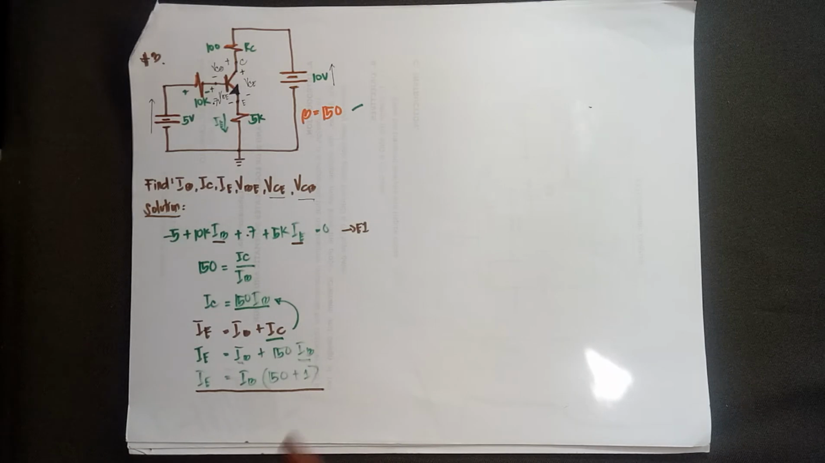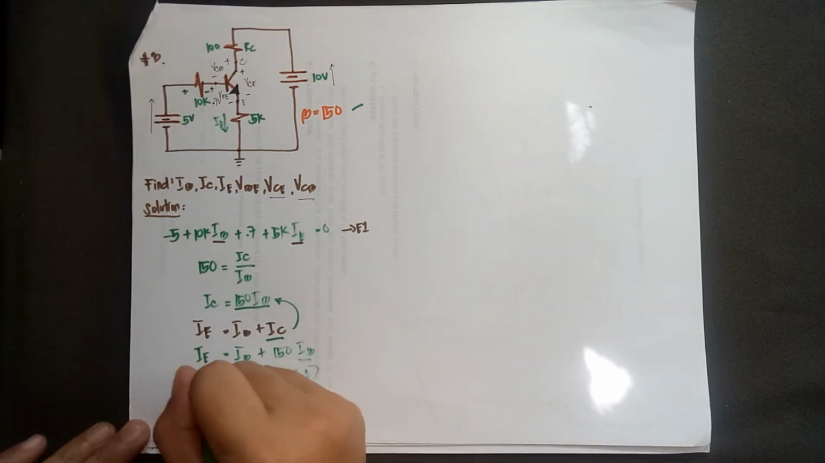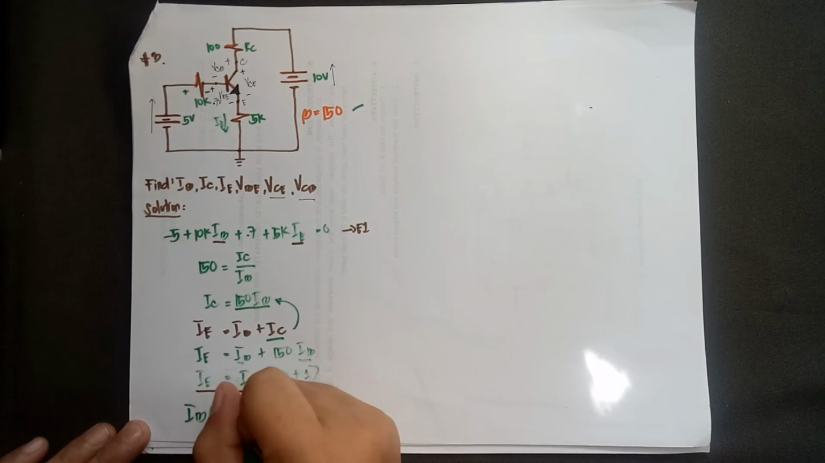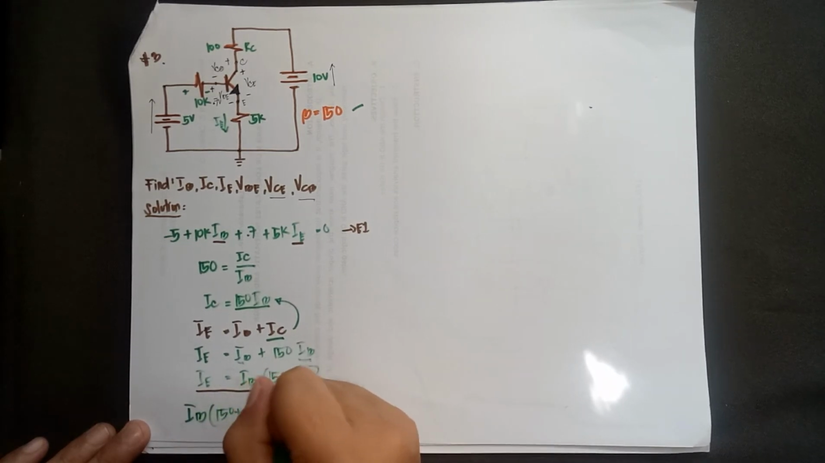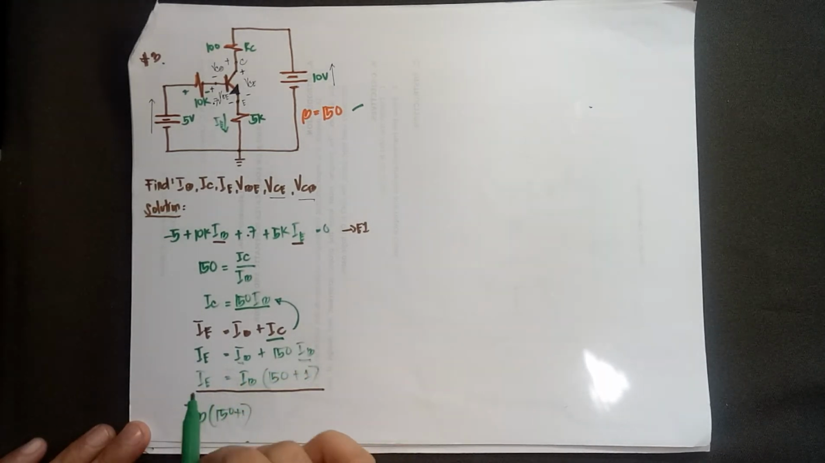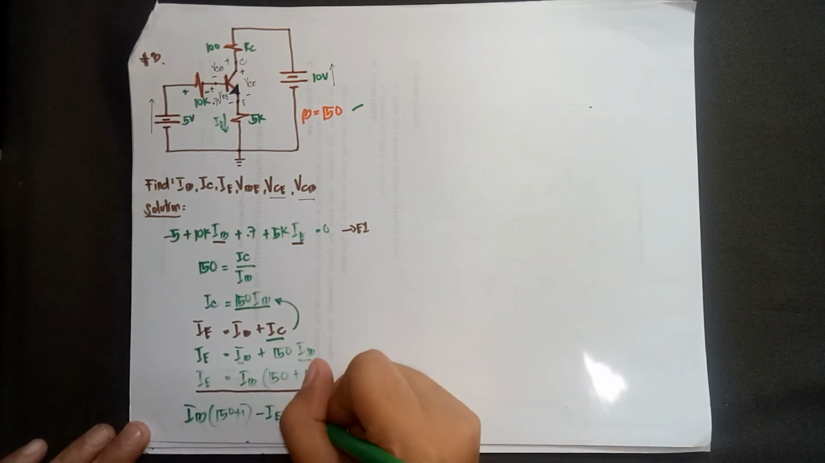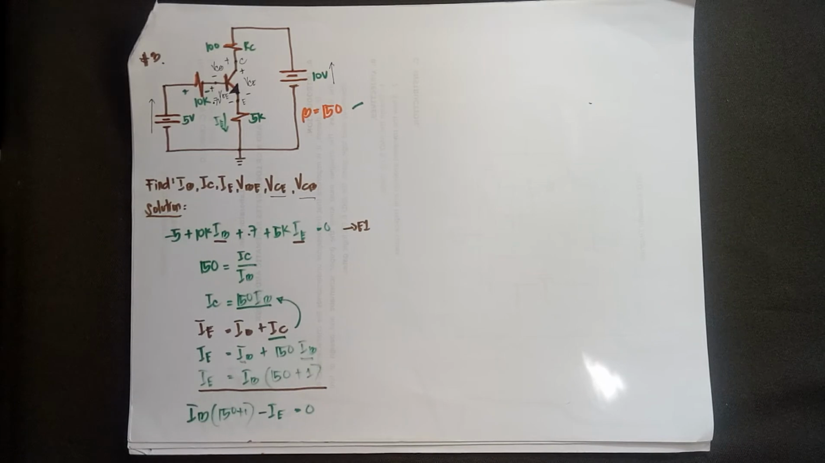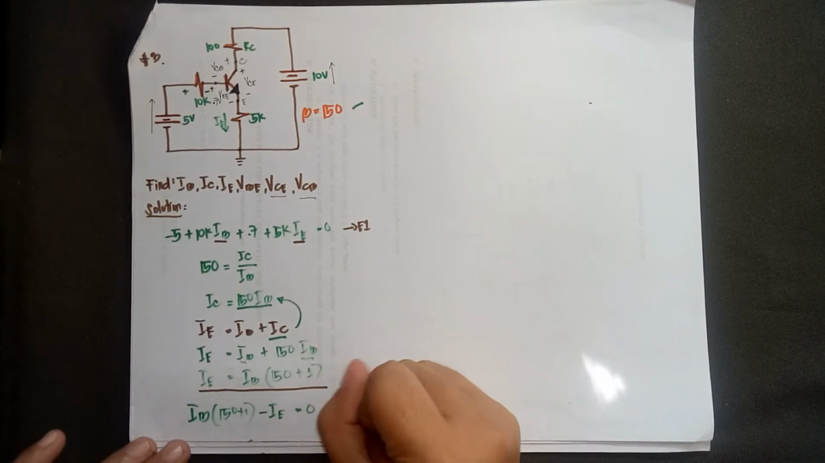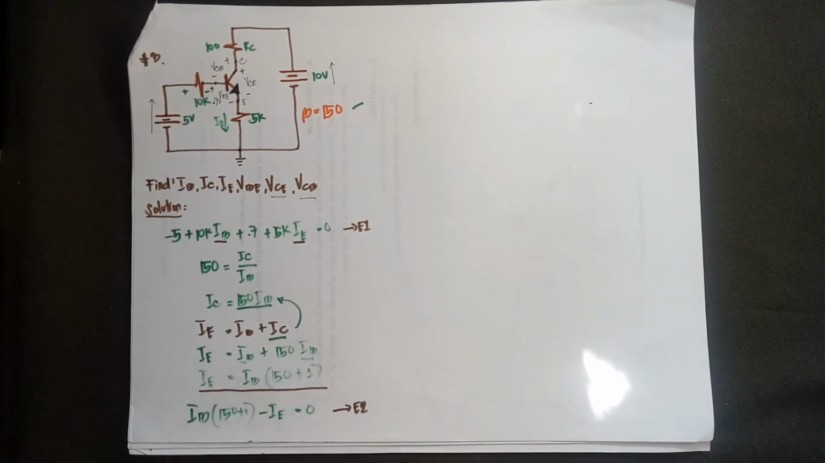Isusulat ko lang siya in terms of itong ganito, standard equation, para mas maganda. So, I would have IB, that is 150 plus 1. Lipat ko sa kabila ito. This is negative IE is equal to 0. So, we now have our equation 2.